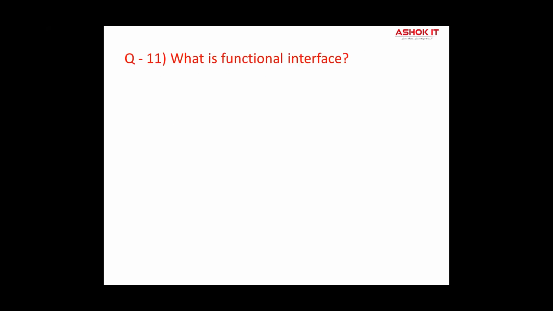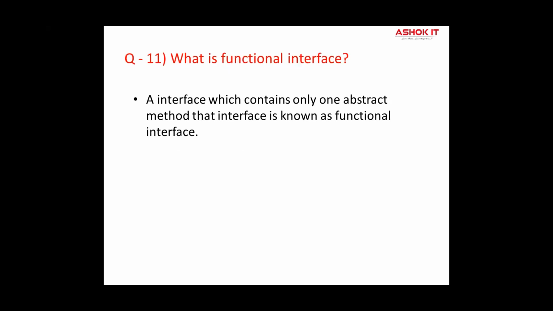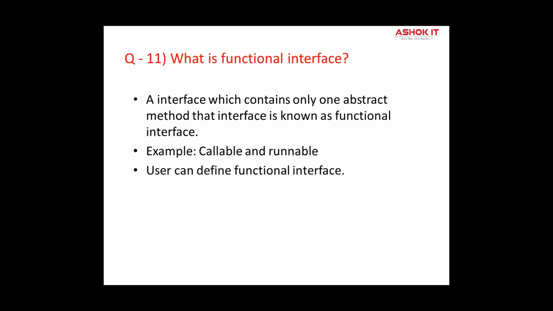Question number 11. What is a functional interface? A functional interface contains only one abstract method; that interface is called a functional interface. It is also known as a single abstract method interface, or you can say SAM. And a functional interface can contain default and static methods. We can take one example: Callable and Runnable. These are the built-in functional interfaces available in Java. If you want to use a functional interface, you can use the FunctionalInterface annotation.